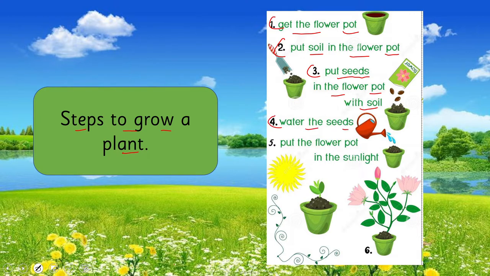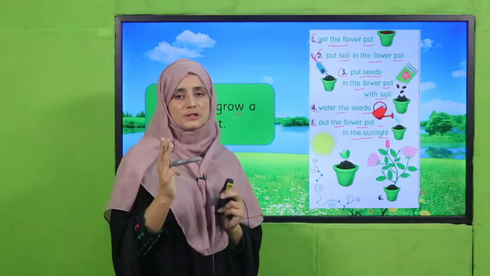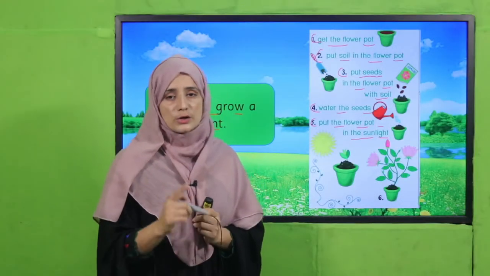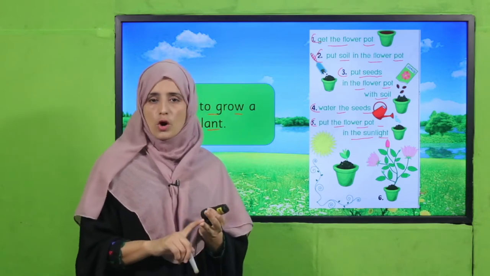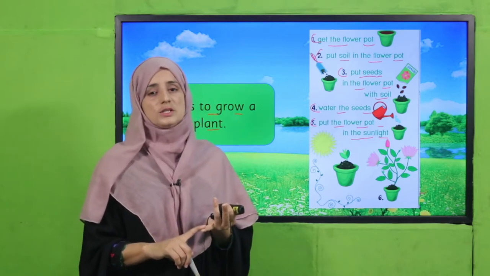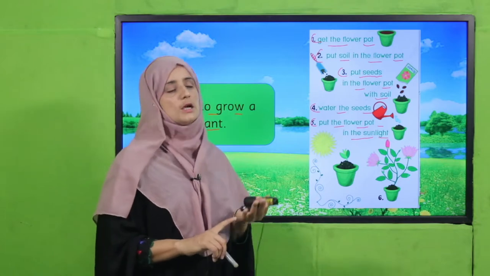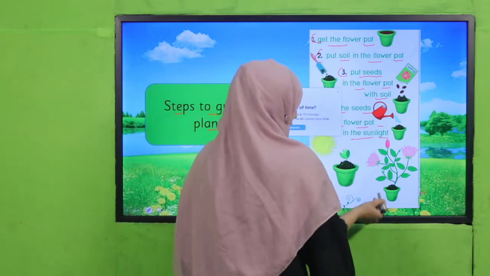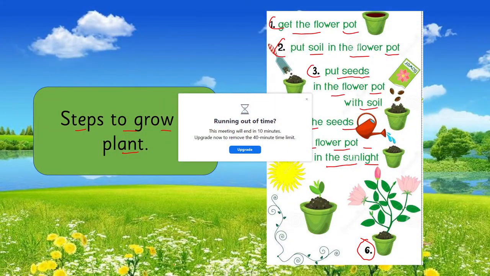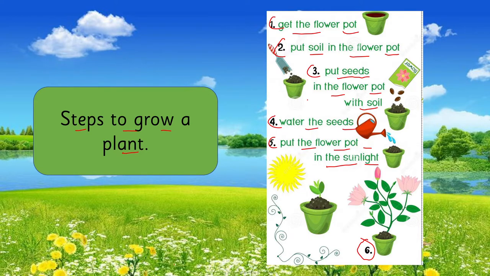Number four step is we will water the seeds. And number five, put the flower pot in the sunlight. We put the flower pot in the sunlight because, my dear students, we know that three things are basic needs of plants: air, water, and sunlight. These three things are compulsory for plants. So at the last step, we will see that the plant has grown. Finally, this is the last step, when we see our plant. This whole procedure is what sequence words describe.